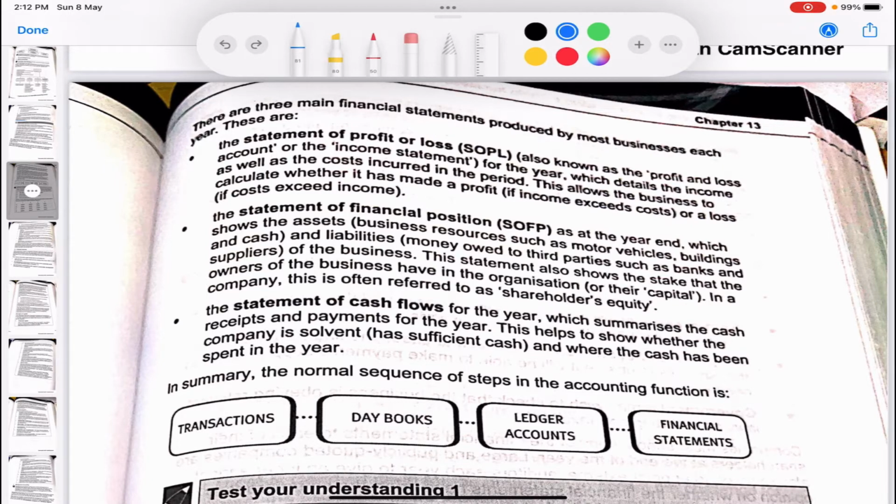And the third financial statement we have is the statement of cash flows for the year. This summarizes the cash receipts and the cash payments for the year. This helps to show whether the company is solvent. Solvent means having sufficient cash, and it shows where the cash has been spent in the year. So, solvent is when we have sufficient cash.